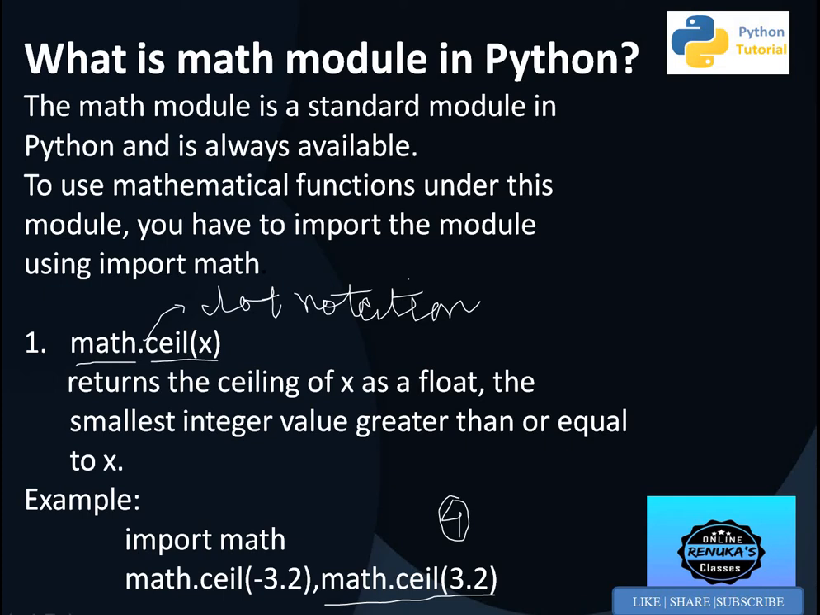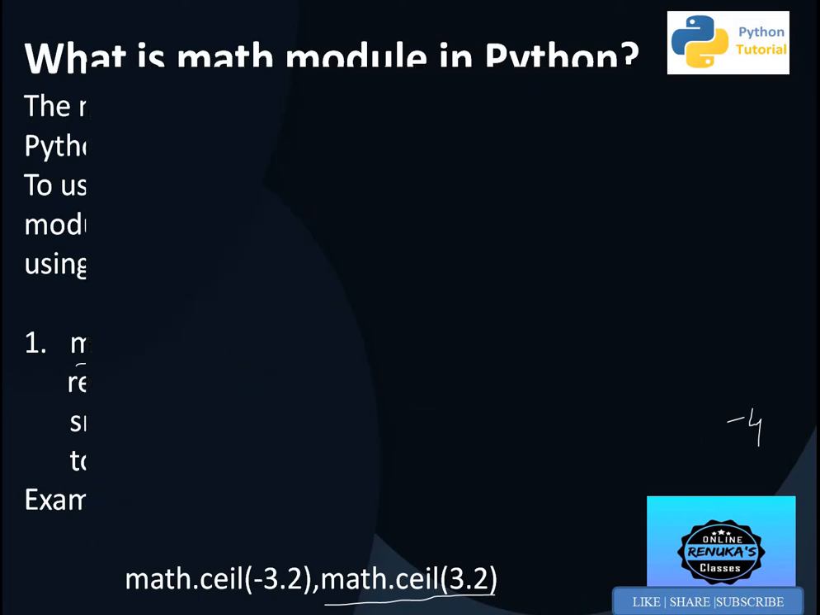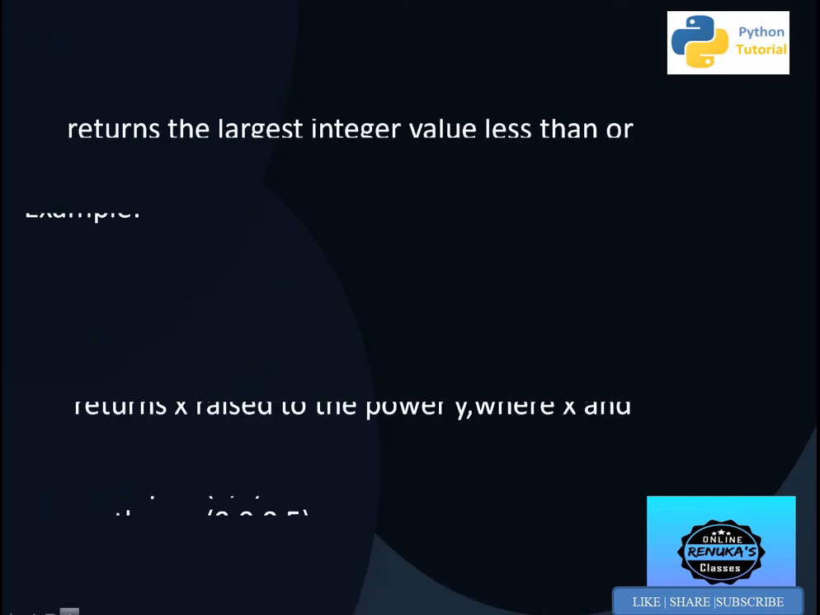Now take the example of minus 3.2. Minus 3.2 lies between minus 3 and minus 4. So the greater is minus 3, so it will return minus 3. So this is how the ceil function returns the value.